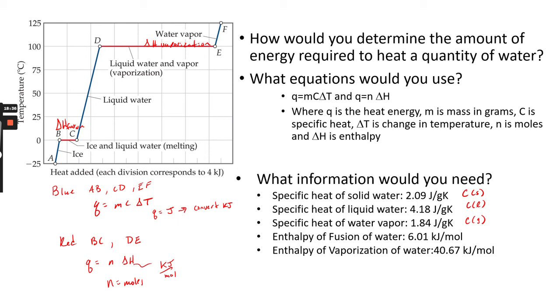Your enthalpy of fusion, which is your delta H fusion, is 6.01 kilojoules per mole. And your enthalpy of vaporization, which is delta H vaporization, is 40.67. Notice this number is significantly larger than this number. And this length is also significantly larger because, again, in your heat of vaporization, you are breaking all of your intermolecular forces.